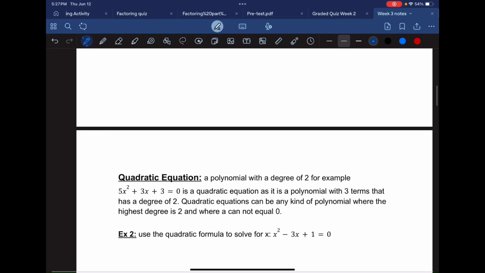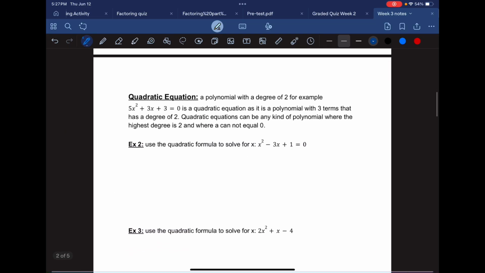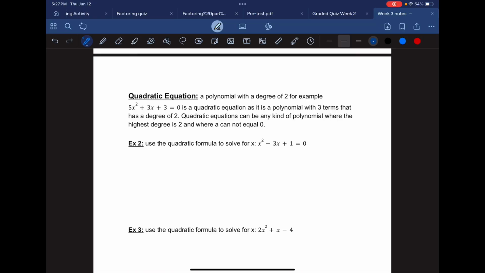We can only use the quadratic formula on quadratic equations, right? And a quadratic equation is a polynomial with a degree of 2. For example, 5x squared plus 3x plus 3, and degree of 2. And that is a quadratic equation as it is a polynomial with 3 terms that has a degree of 2. And again, degree, that number right there.